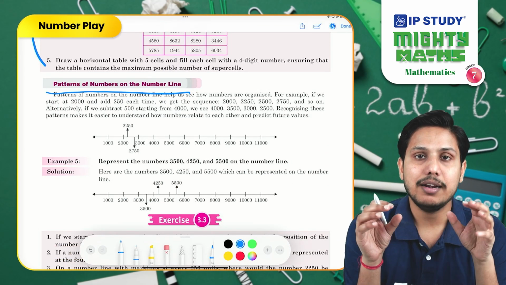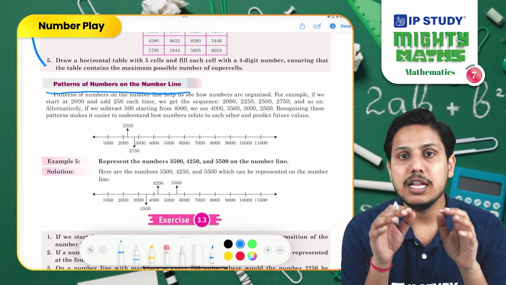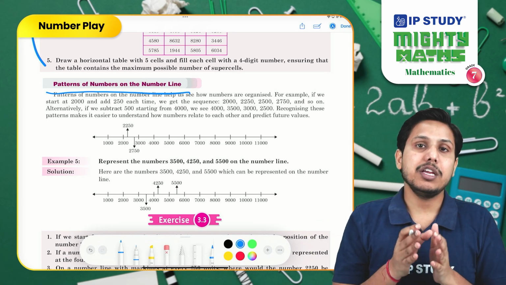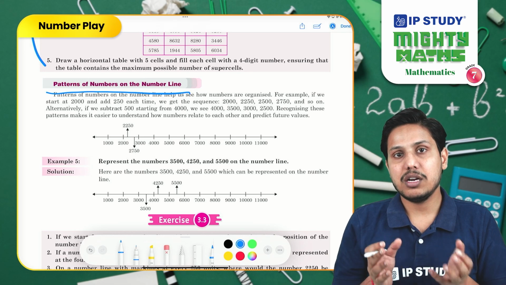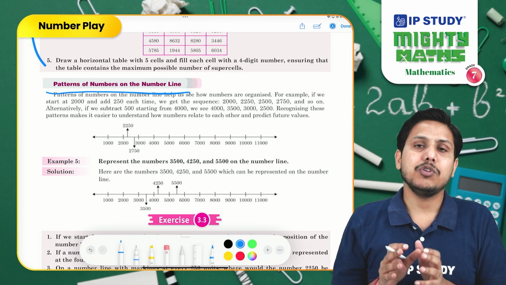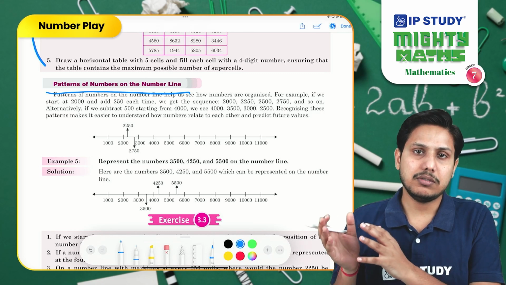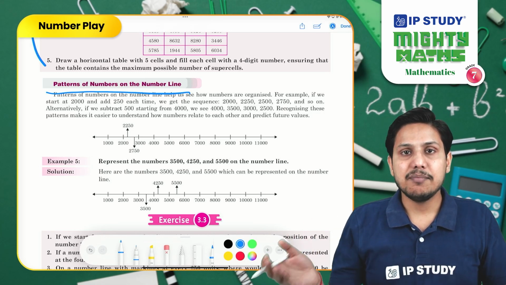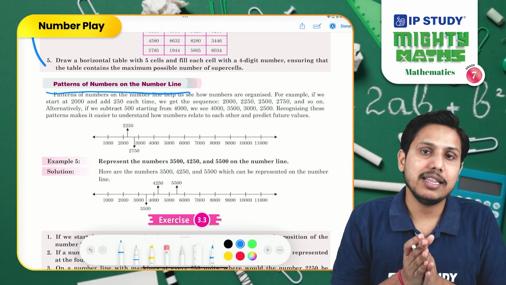Students, we know from our previous classes also that a number line can be used to represent numbers. First we understood natural numbers in our earlier class, then came whole numbers, and in this class, in the later part of the chapter, you will see integers on the number line. So there are number lines and there are patterns on the number line that we can observe.